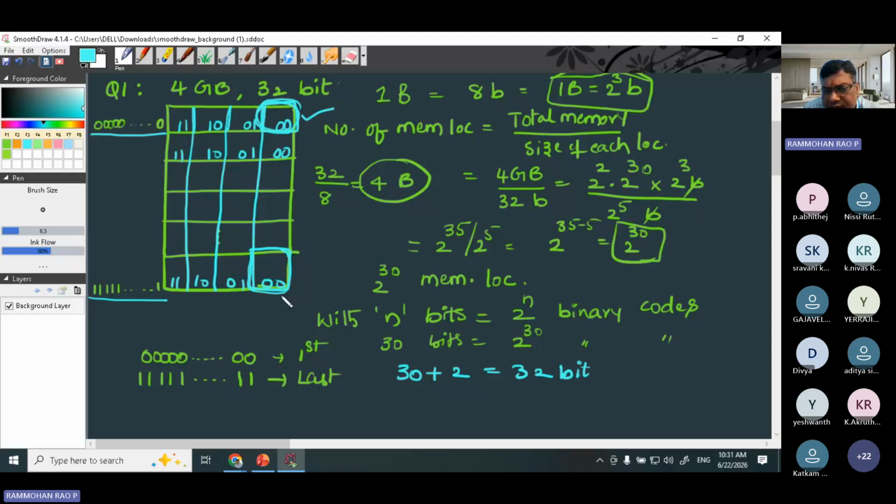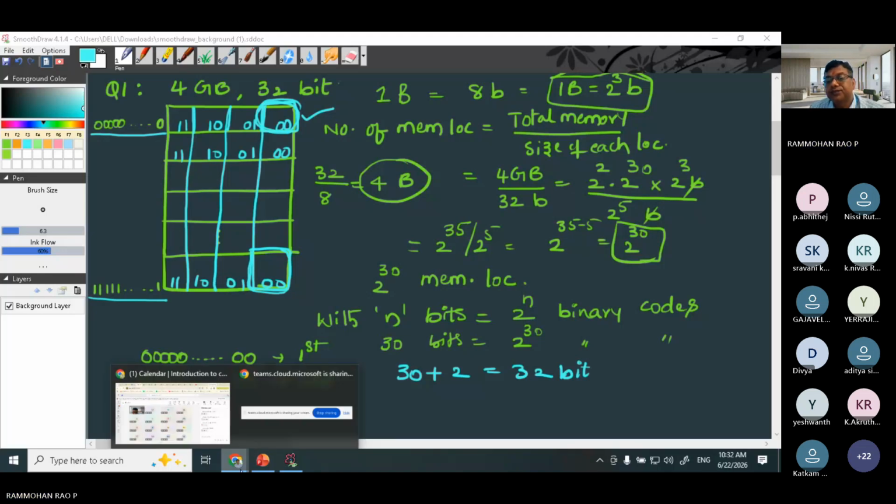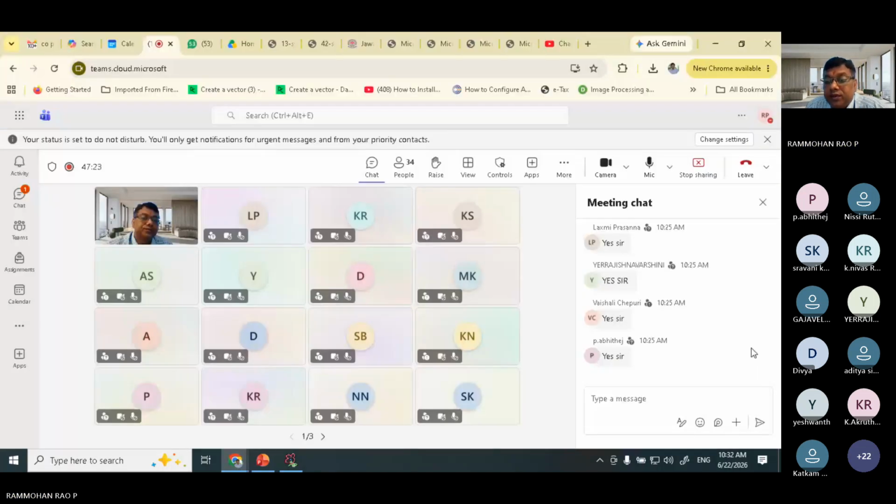I'm asking the students who have given me the answer as 30, is it clear now? Kindly respond. Please respond, sir. Lakshmi Prasanna, yeah. Shall we solve the second one now?